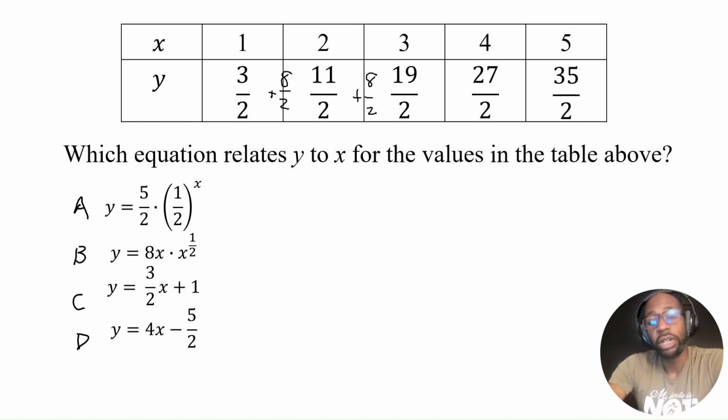So, you see this one right here looks like an exponential equation. This is not an exponential. It goes up 8 over 2 each time. So you can definitely cross that out.